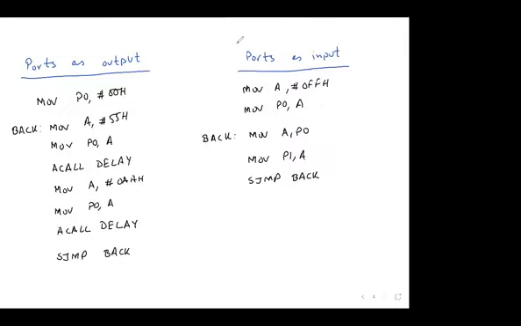So we have got two examples. In one example, the ports act as output. Look at the title. It says ports as output, and I have given the example for port 0 only. But instead of port 0, you can use any port you want. It is equally applicable for all the ports. And on the right hand side, you can see the example where the ports act as input.